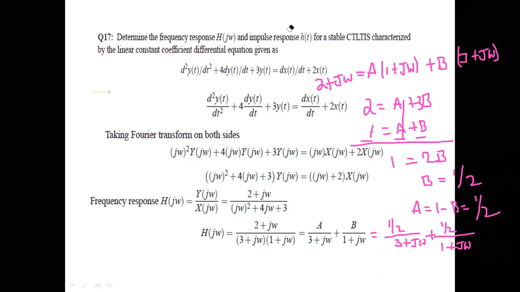Now apply the inverse Fourier transformation. What is the inverse Fourier transformation of H? H of t is equal to 1 by 2, a constant, my dear students, and 1 by (a plus j omega) is equal to e power minus 3t u of t, because a here is 3. And for the second term, 1 by 2, it is also in the form 1 by (a plus j omega), but a is 1. So e power minus t u of t.